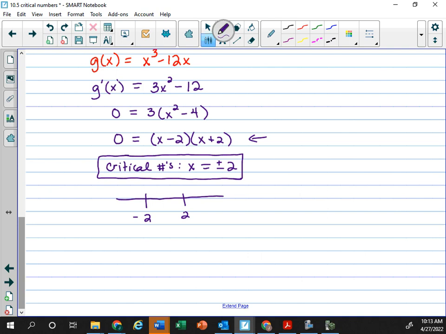So 0 minus 2 would give me a negative number. 0 plus 2 would give me a positive number. So overall, what is that little section of the number line? Negative, which does mean decreasing. You were right.